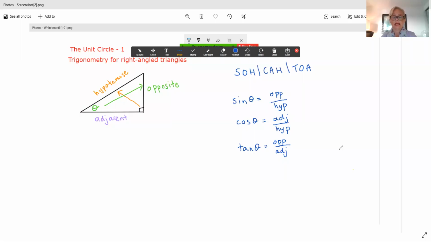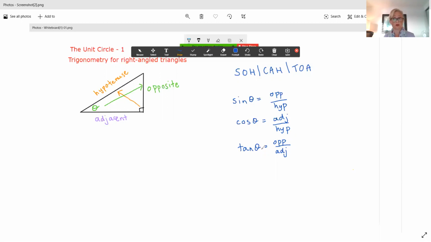In Year 9 and early Year 10, the trigonometry that you learn is always related to angles that are acute because you're always working with right-angled triangles, as we have here. We learn three main trig ratios. The sine ratio is the ratio of the opposite side to the hypotenuse. The cosine ratio is the ratio of the adjacent to the hypotenuse. And the tangent ratio is the ratio of the opposite side to the adjacent side.